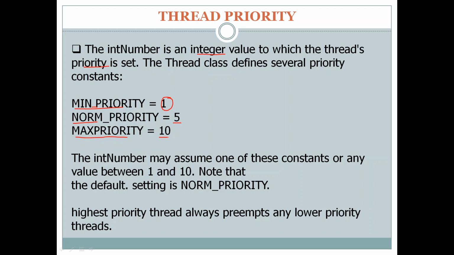So we can pass either values 1, 2, 3, 4 till 10, or we can even pass these constants, that is MIN_PRIORITY, NORM_PRIORITY and MAX_PRIORITY. The int number may assume one of these constants or any value between 1 to 10. Note that the default setting is NORM_PRIORITY. If we are not setting any priority for threads, by default it is set to NORM_PRIORITY, and the value is equal to 5. The highest priority thread always preempts any lower priority threads. Preempts in the sense, it simply switches the lower priority thread to the runnable state and the higher priority thread always executes first.